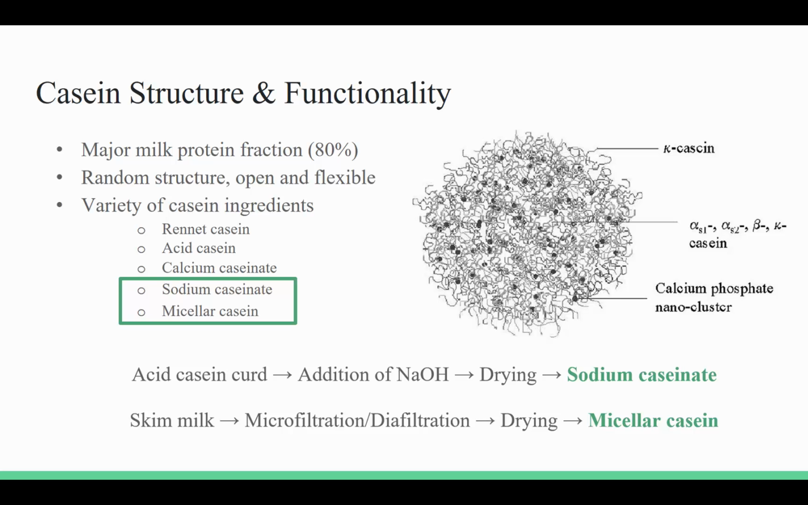These two ingredients are processed quite differently. Sodium caseinate undergoes much harsher conditions. It's precipitated by acid, and then they add NaOH to replace the calcium ions with sodium ions, and then it's dried down into a powder. Micellar casein is made by microfiltration and diafiltration of skim milk, and then it's dried down into a powder.